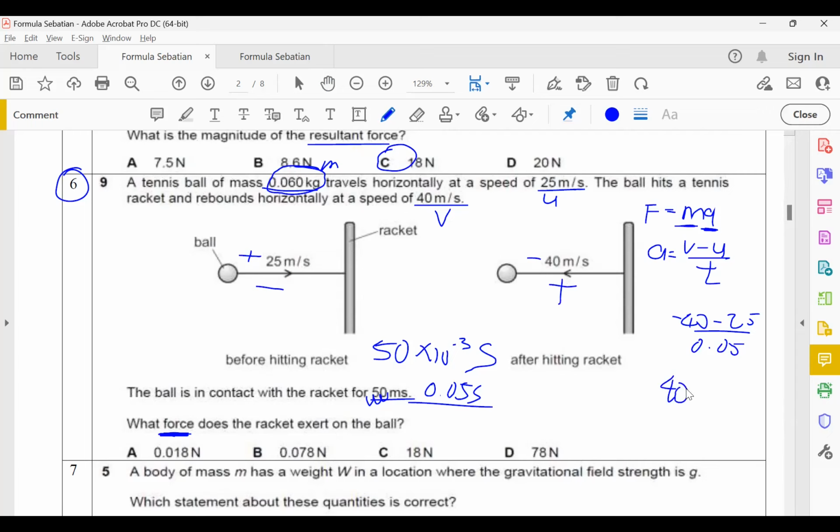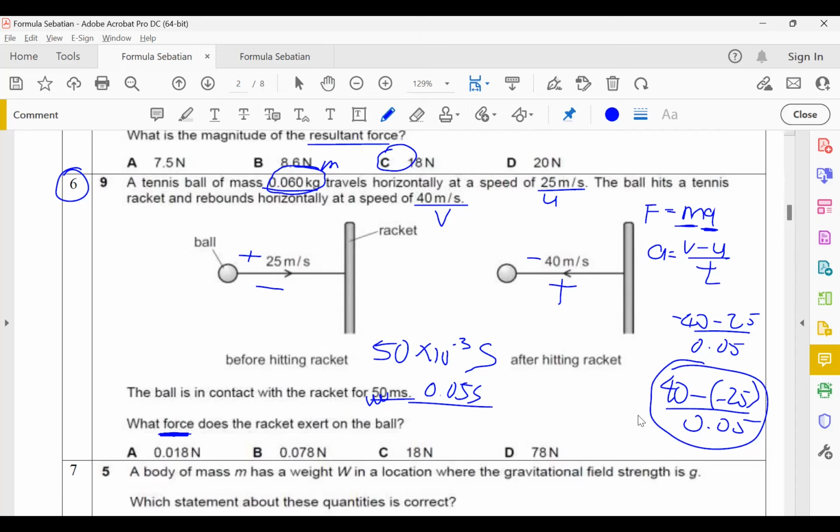So you'll get 40 minus negative 25 over 0.05 to find a calculation. When you do that, I would prefer to do this because I don't want a negative value. It will be 60 divided by 0.05. Then you take this and multiply by the 0.06 of your mass. Do that right now. Tell me the answer.